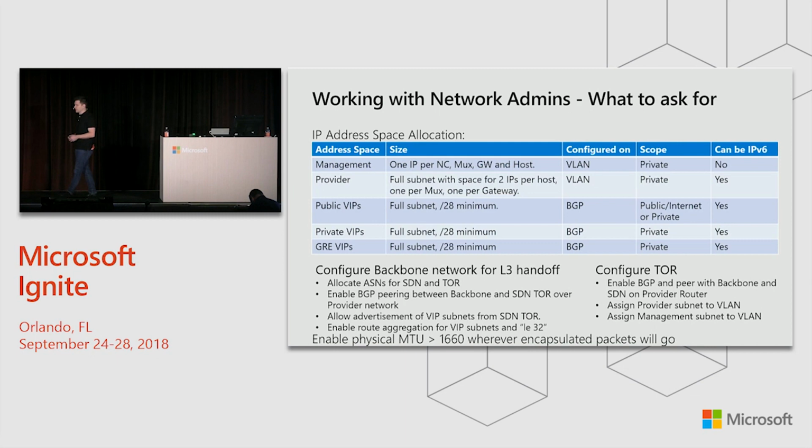One last thing is, because we are encapsulating packets on the network, you need to have the MTU set a little bit higher on your physical network. We generally say 1660 or higher. That'll give you enough room above the standard 1500 to be able to do 2 VXLAN encapsulations on top of each other. There are a few cases where that happens if you're doing load balancing in particular.